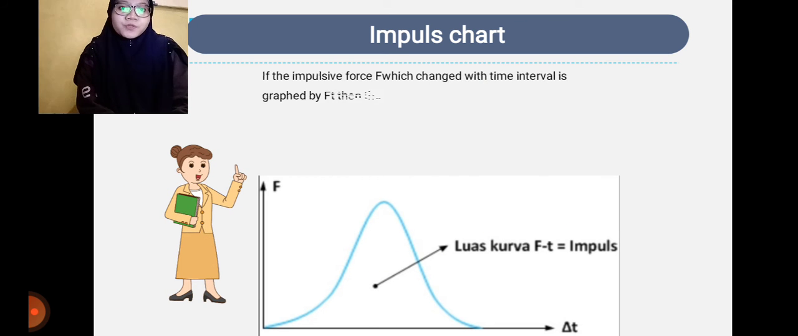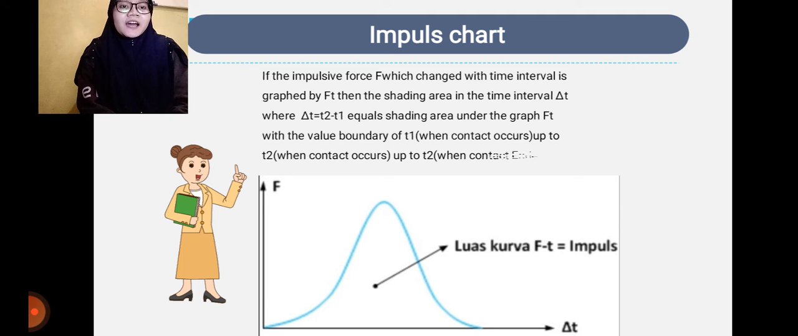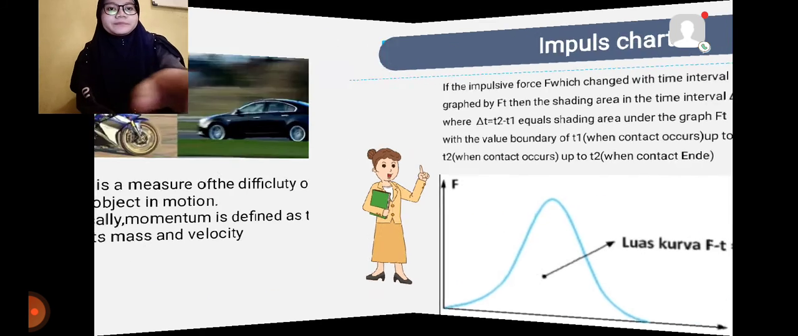If the impulse force F changes with time interval and is graphed as F versus t, then the impulse in the time interval Δt, where Δt is t2 minus t1, equals the area under the graph F-t with the boundaries of t1 when contact occurs up to t2 when contact ends.